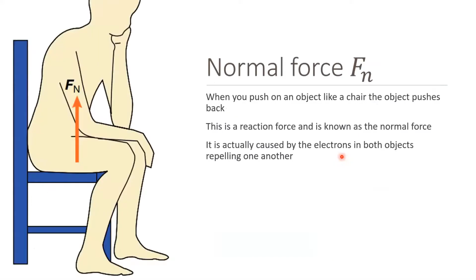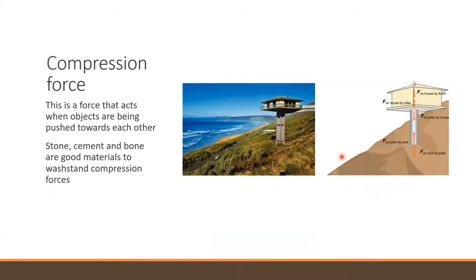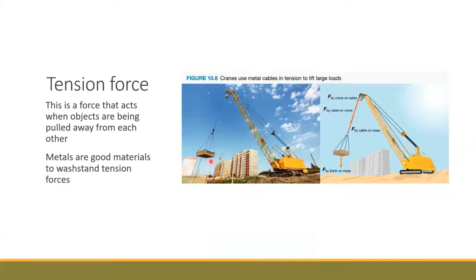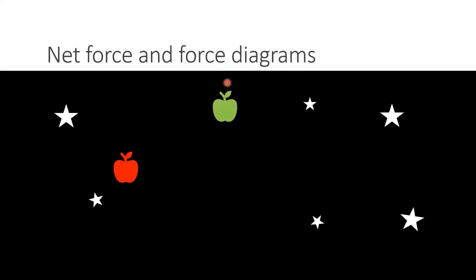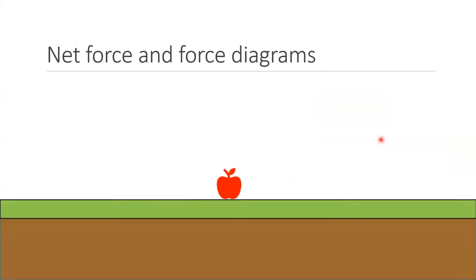Then after we did that, we talked about the next two forces: compression, which is when something gets squashed, and tension. The tension force is when something gets pulled in either direction. In this case, the wire here is getting pulled down from the top and pulled up by the crane. We talked about net force. If there's no net force, there's nothing to draw.